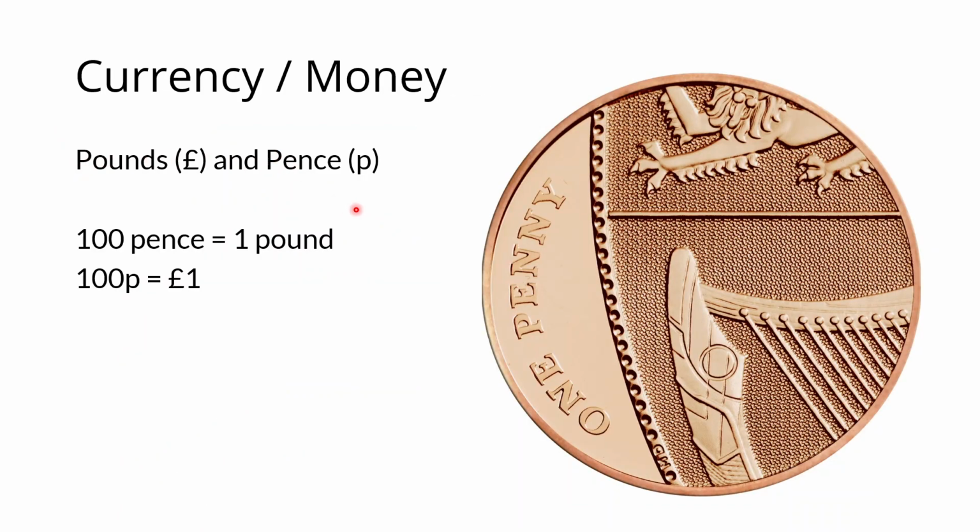Let's talk about the money we use. So we use pounds and pence in the UK. 100 pence equals £1, or to use the shortened form, 100p equals £1. This is the pound sign here, or the pound symbol you can also call it. And the p here stands for pence. The singular form of pence is penny, so this is a penny here, and the plural is pence. So this is a metric system of money, nice and easy to use.